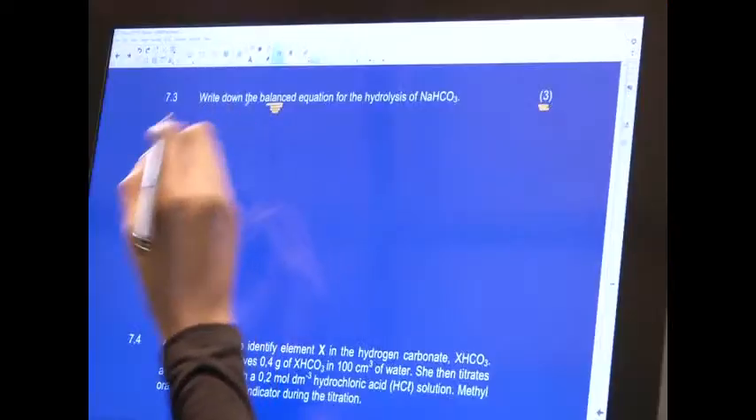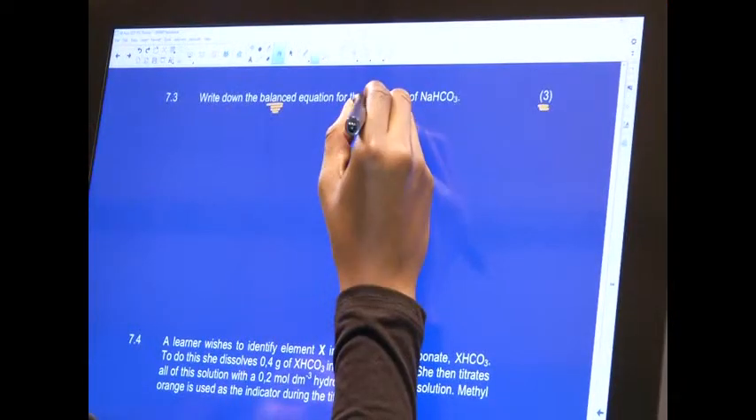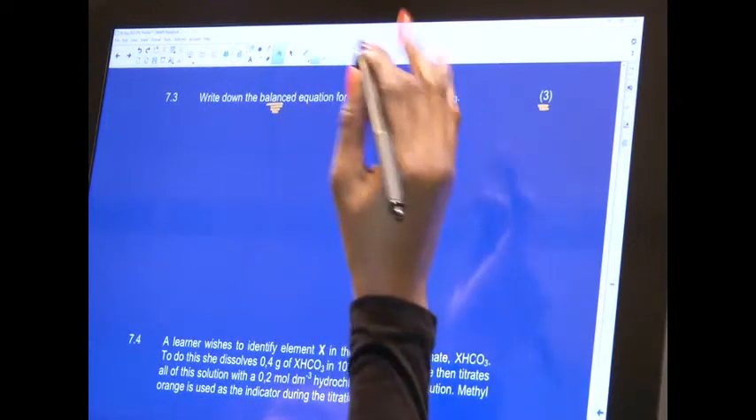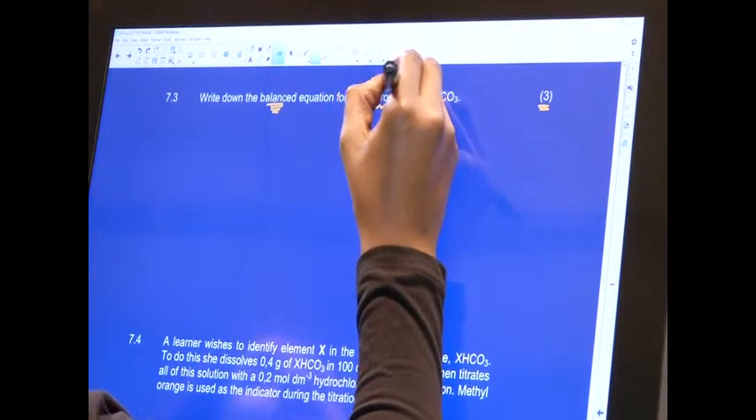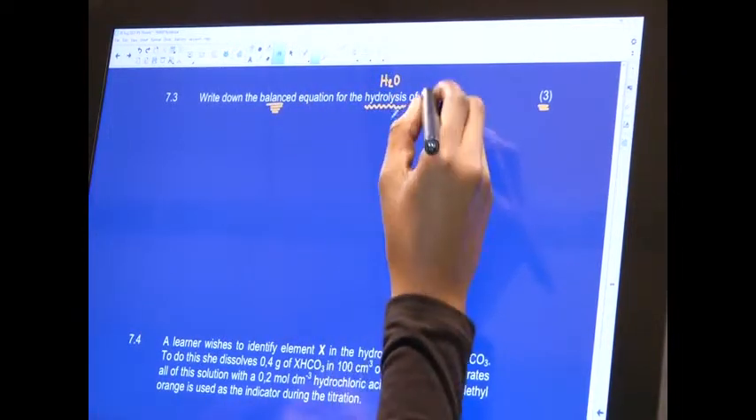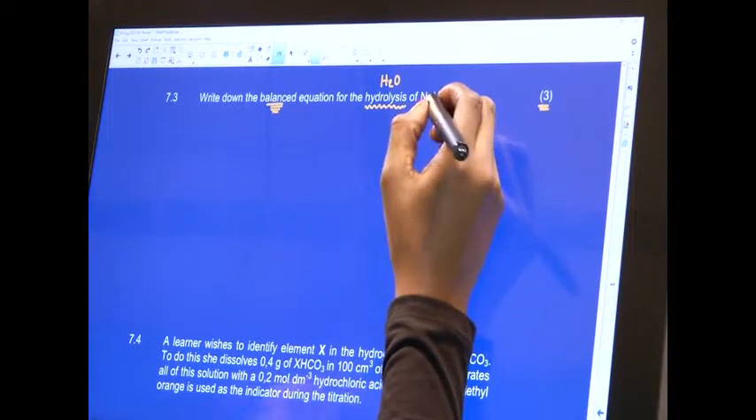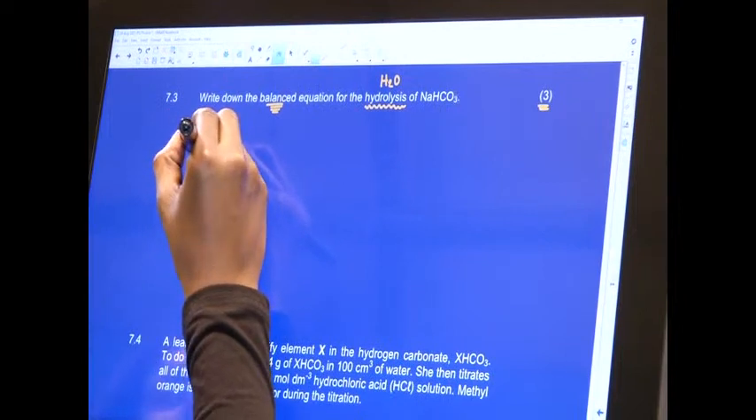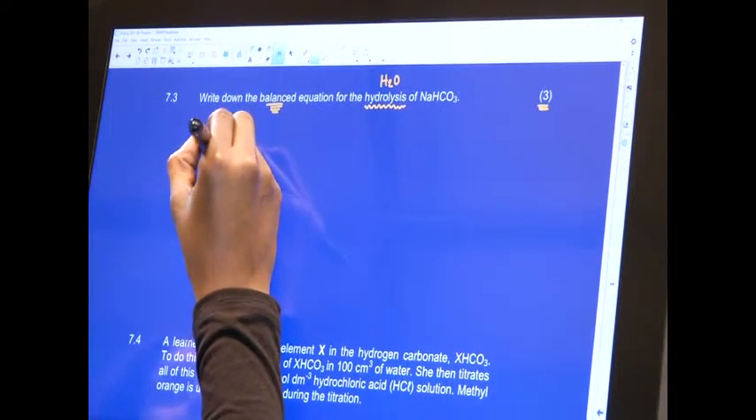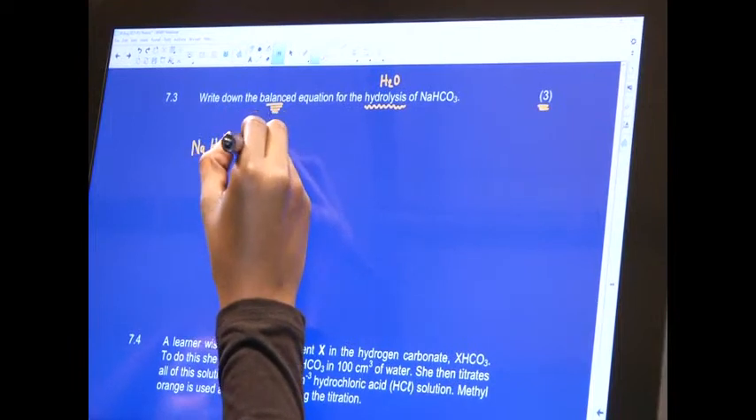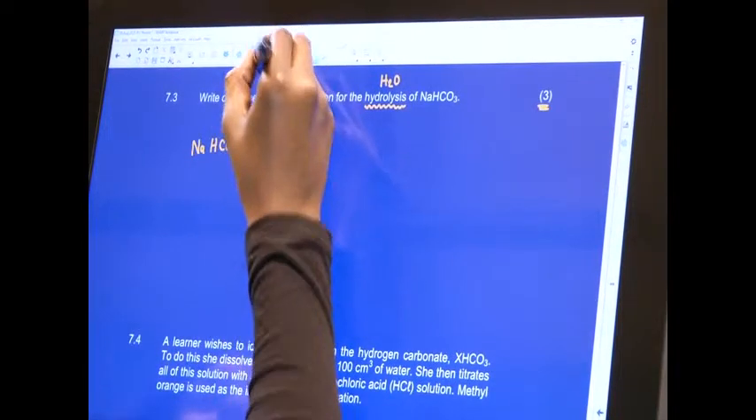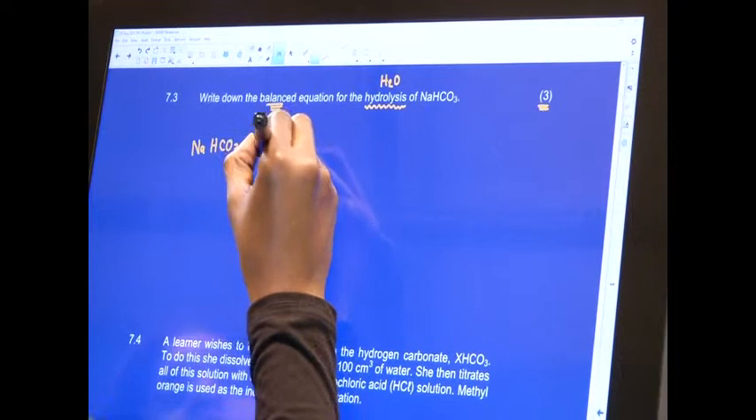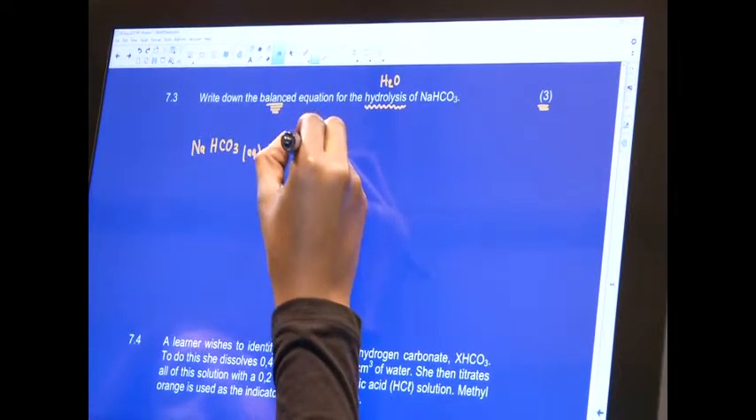So now the question says we must write down the balanced equation for the hydrolysis. Now this term we would have learned in organic chemistry. Now we know that a hydrolysis reaction is the addition of water, which is H2O. So I know that the hydrolysis of NaHCO3, so I'm going to add these two to water and see what happens. So I've got NaHCO3. Hydrolysis reaction means water. Let me just write my phases here to be on the safe side. This will be in an aqueous solution. Plus, I'm going to add water, H2O, which is a liquid.